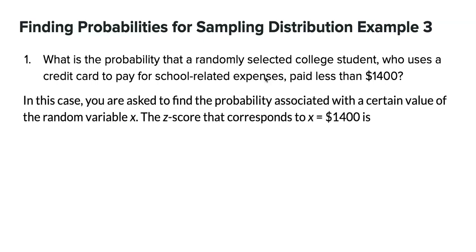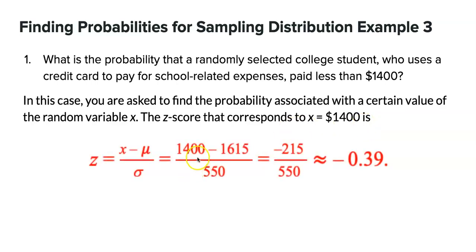In this case, you are asked to find the probability associated with a certain value of the random variable x. The z-score that corresponds to x equals 1400 is, let's find the z-score, x minus mean divided by standard deviation: 1400 minus the mean of 1650, and simply divide that by the 550, the population standard deviation. Because they're not asking you for the z-score for a group of samples, we're not doing sampling distribution here. So the z-score is just going to be the regular way that we're used to. So the z-score is negative 0.39.